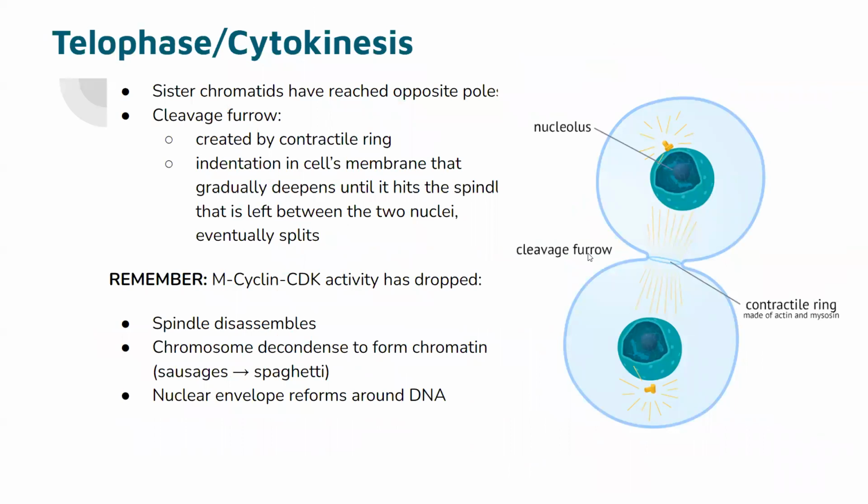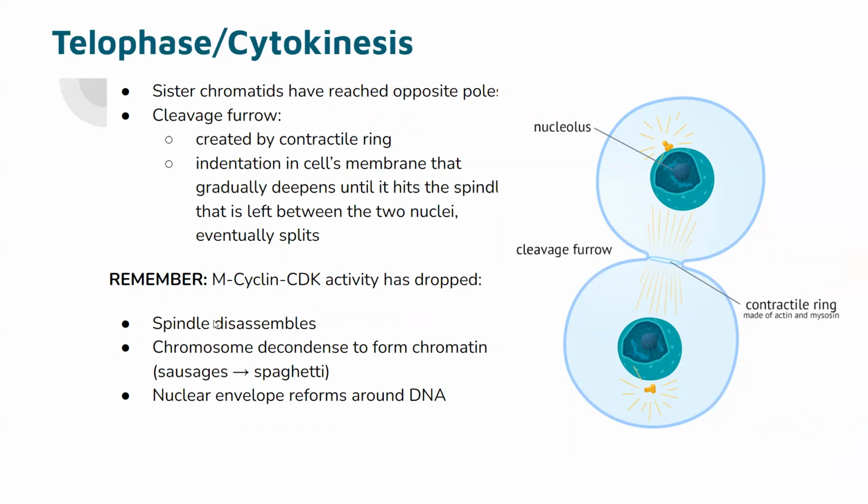And then finally, telophase and cytokinesis is the last step in M phase, where sister chromatids have now reached the opposite poles, and a cleavage furrow for cytokinesis is created by a contractile ring shown right here, made of actin and myosin. It creates an indentation in the cell membrane, as you can see here, that deepens until it hits the spindle that's left between the two nuclei, and then eventually splits.